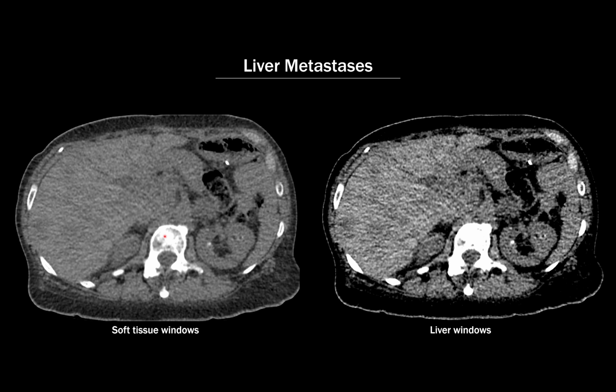Liver metastases can also be difficult to see, especially if you're not using contrast. This is a patient who had a lung cancer screening CT, and you can see that there's some mild heterogeneity of the liver parenchyma on regular soft tissue windows, but when you narrow the windows to liver windows, you can see those lesions a lot clearer.